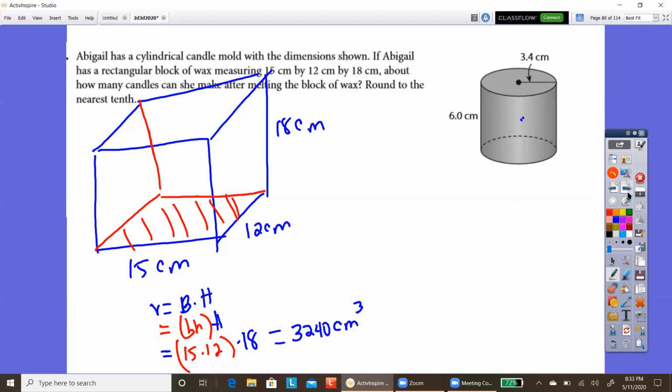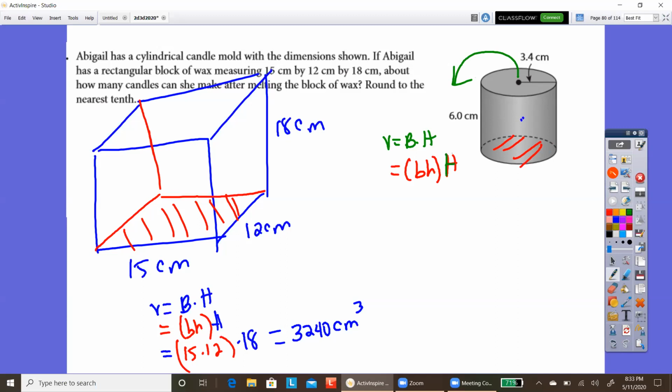Now let's find out how much each candle will occupy, how many cubic centimeters. So the volume formula, again, the universal formula, base area times height. The base is shaped like a circle, so we're going to use the formula for the area of a circle in place of capital B.